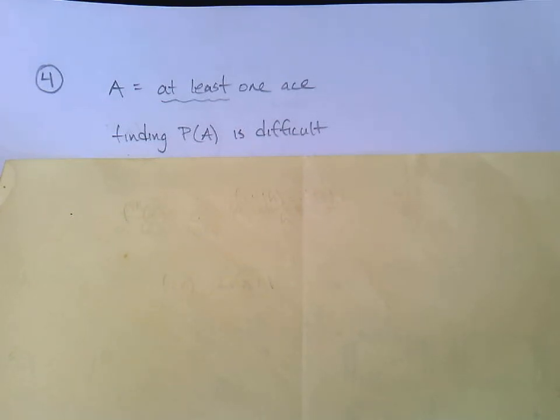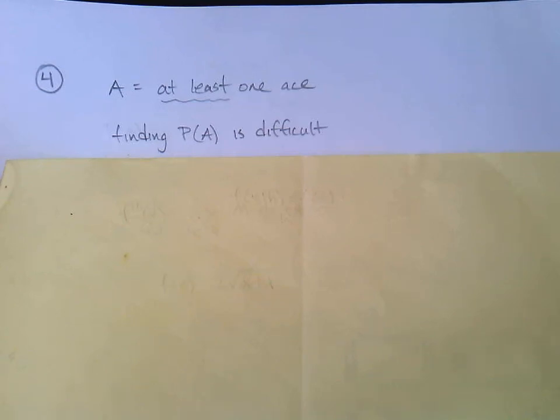At least 1 ace means there could be exactly 1 ace, or there could be exactly 2 aces, or there could be exactly 3 aces, or there could be exactly 4 aces. And remember, the order matters. So let's say you wanted to find the probability of getting exactly 1 ace. Okay, so you have to say, well, maybe it's the first card that's an ace, but then the second is not, and the third is not, and the fourth is not. So you'd have to find those probabilities and multiply them.